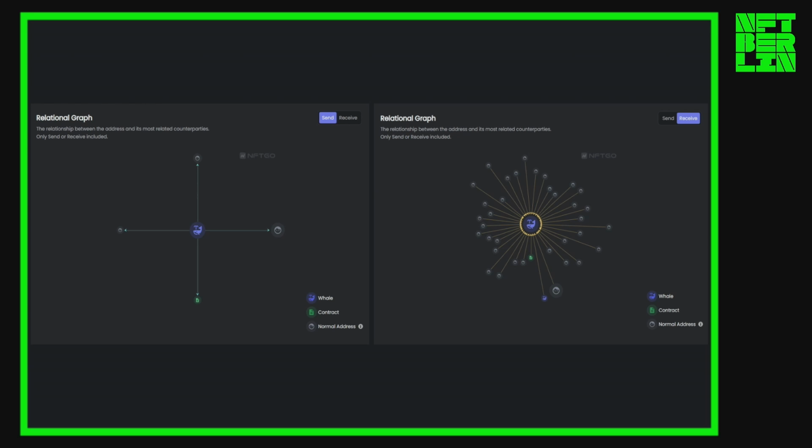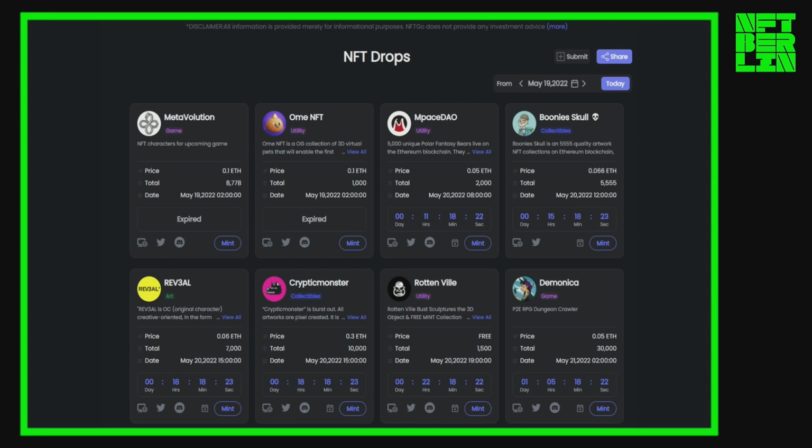Everything is possible when just overviewing these relation graphs. I'm also following NFT drops, and NFT drops are telling us what the next projects are that will come to the market. So it's super simple. If you're an owner of a project, you can come to our site, click on submit, and we'll review your project and publish it so people can see it.